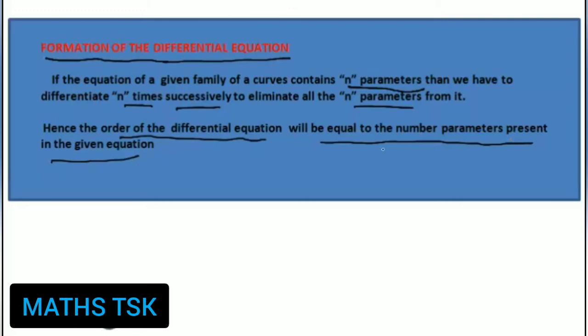Vice versa. If there are n parameters, the order of the differential equation is n. If the order of the differential equation is n, then if you simplify or solve the differential equation, it will contain n parameters. Okay, so we go for an example and then we can understand easily.